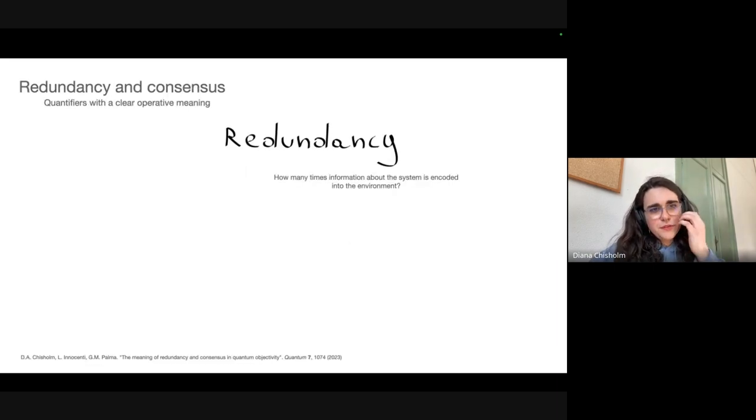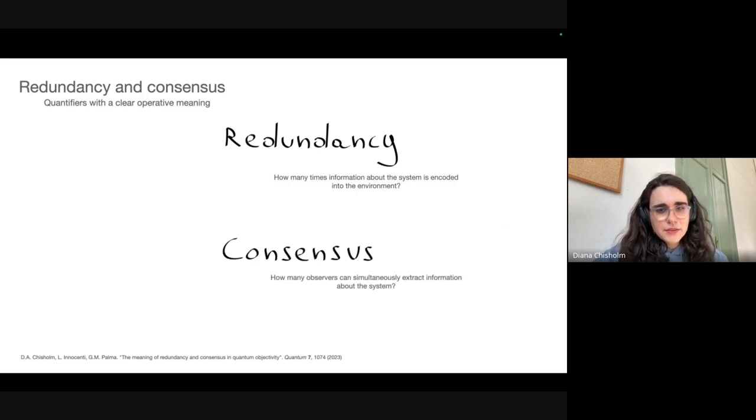So now let's move to what redundancy is, what consensus is, what they mean and how we define them. The idea was to have two different quantifiers. Both redundancy and consensus, for us, are quantities, and we wanted them to reflect their intuitive meaning in the English language. I'll start with redundancy, which simply answers the question of how many times information about the system is encoded into the environment.